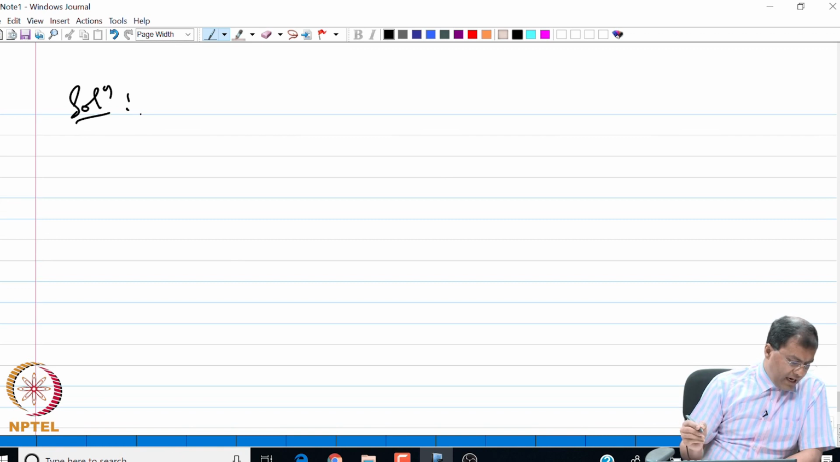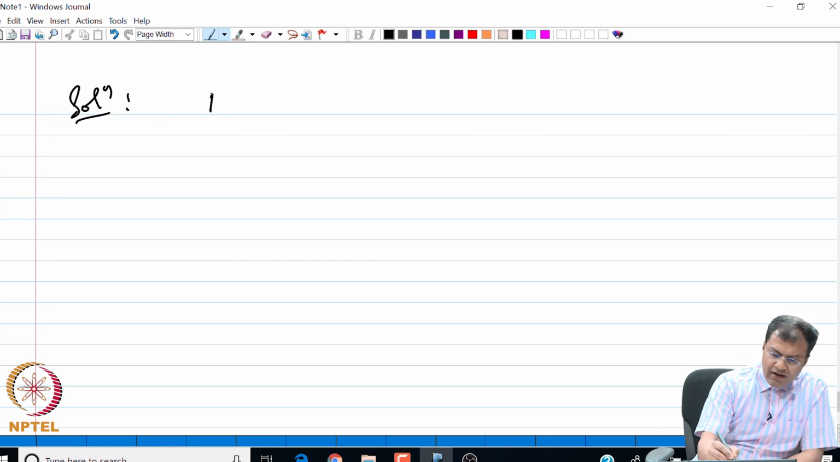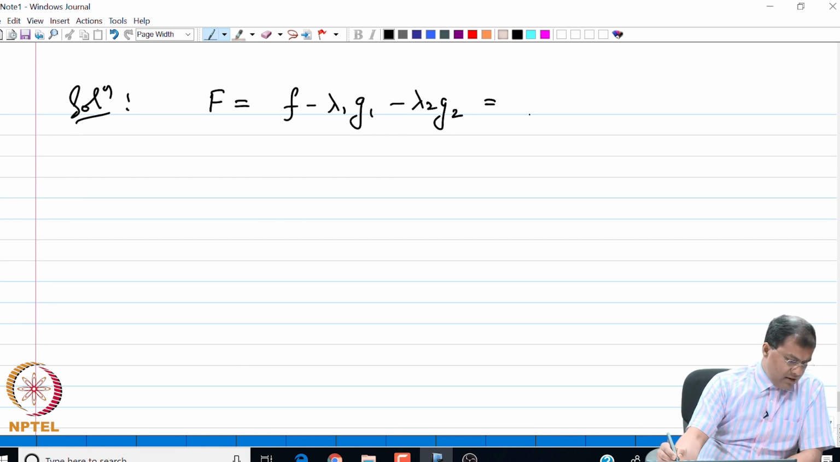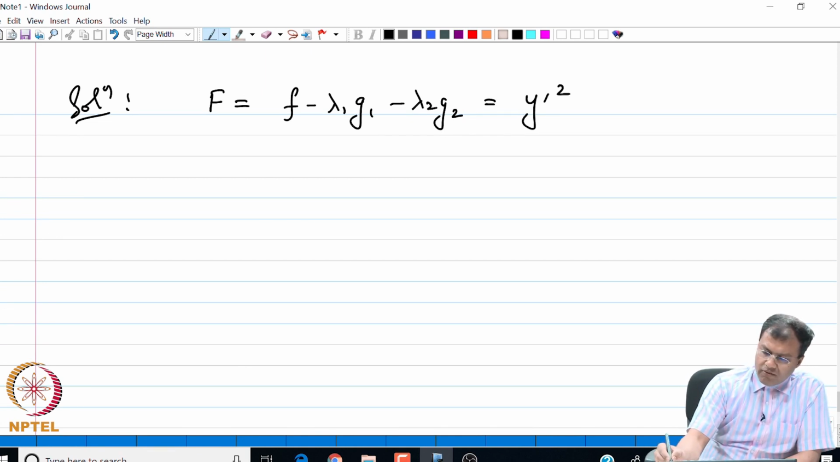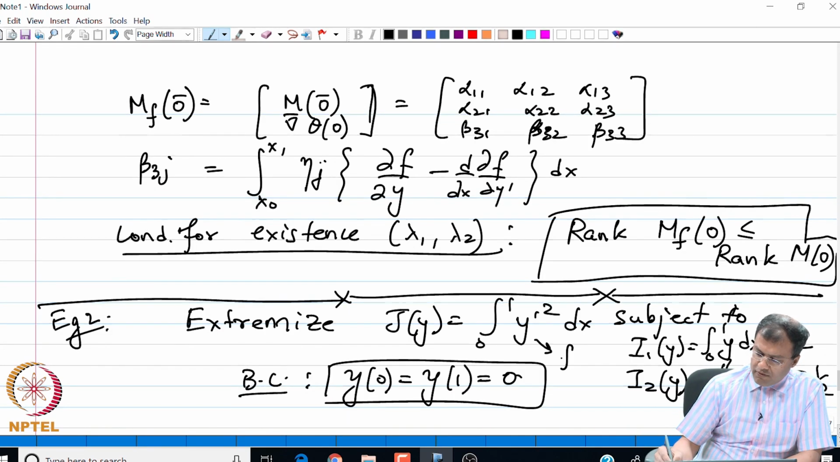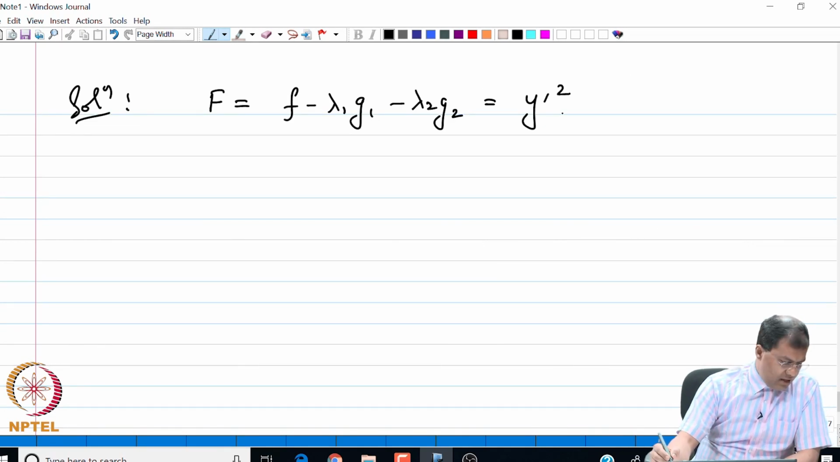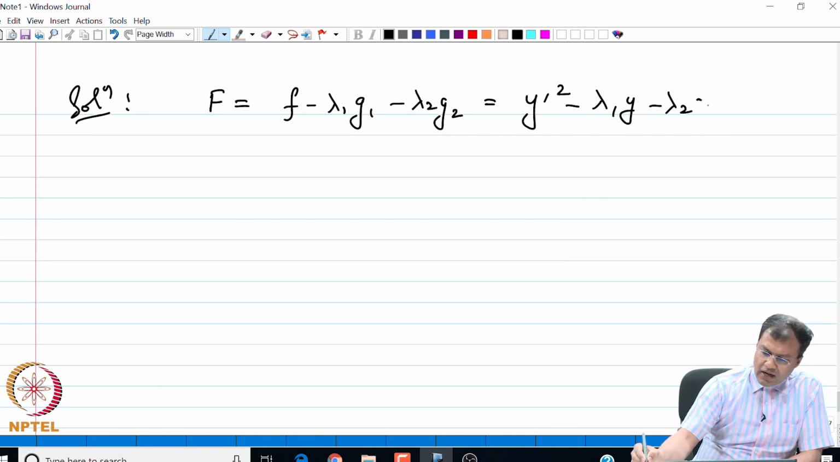So, the solution is, we directly look at the Euler-Lagrange equation here. We have our extended function f to be f minus lambda 1 g 1 minus lambda 2 g 2, which is the following function, y prime square. My f is the following quantity, my g1 is this quantity and my g2 is this quantity here. So, this function reduces to this one times y minus lambda 2 times x y.